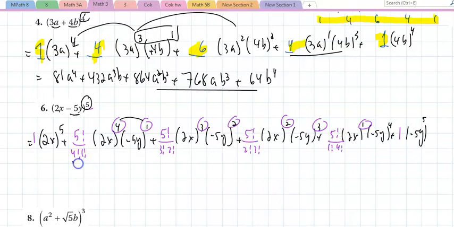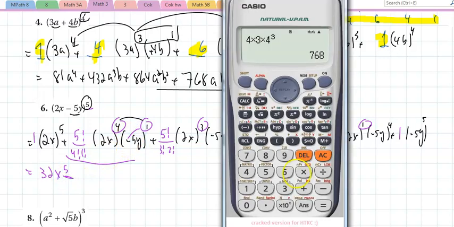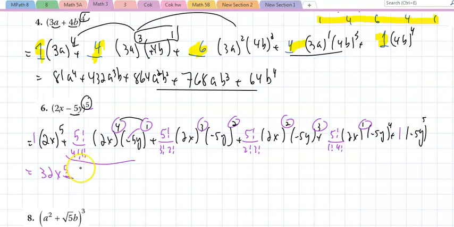If I look at that second number right there, 2 to the 5th is 32x to the 5th. Plus, do you see that that's going to be a negative because you have a negative raised to the 1 power? And if I take 5 choose 4 or 1, makes no difference, multiplied by 2 raised to the 4th times 5, I'm getting 400. 400 what? x to the 4th y.